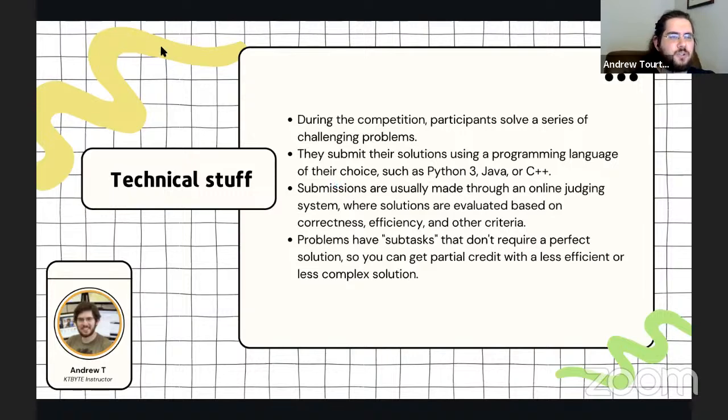So you can use several languages, as it says here. Python 3, version 3 is the one that is current, although some people still use version 2, Java or C++. And that's very similar also to other programming competitions.